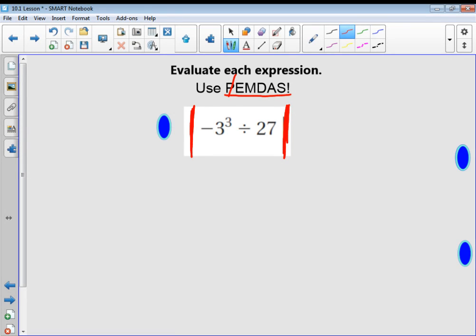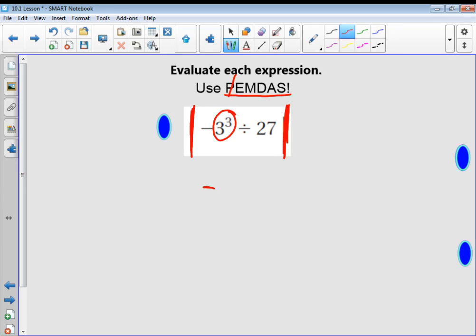Okay, so if we had more information in front of or on either side of that, we would then go ahead and solve what's between our absolute value bars. That kind of falls into that parentheses part, that symbols of inclusion portion. But we don't have anything there, so we know that, yes, we have to solve everything within these 2 lines first. Okay, do we have any exponents? Yes, we do. Okay, that negative sign sitting out in front, which means I'm just going to write it.